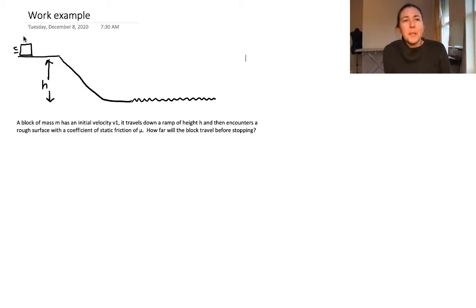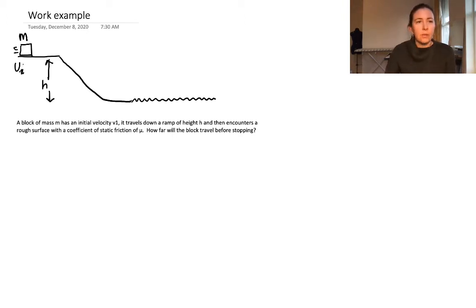Dr. P here. For this video, we're going to go through an example of using work to find the distance a block travels after encountering a rough surface. So here we have a block of mass m. Its initial velocity is v1.